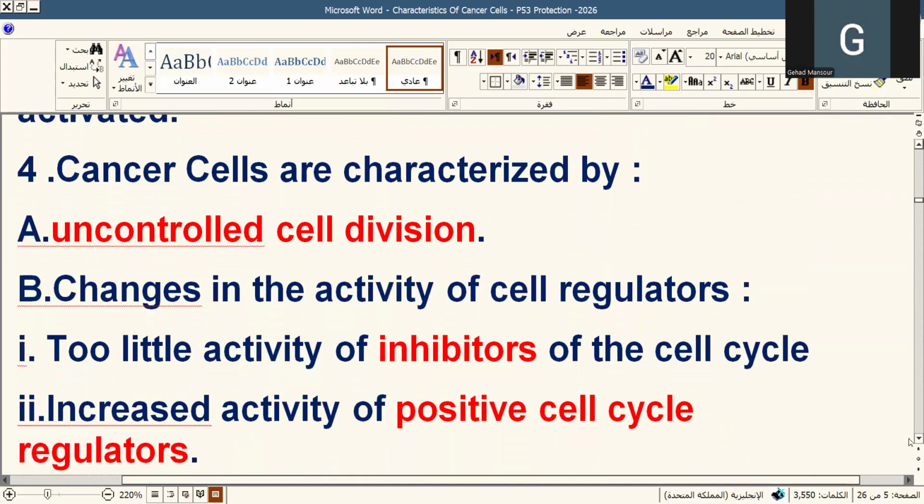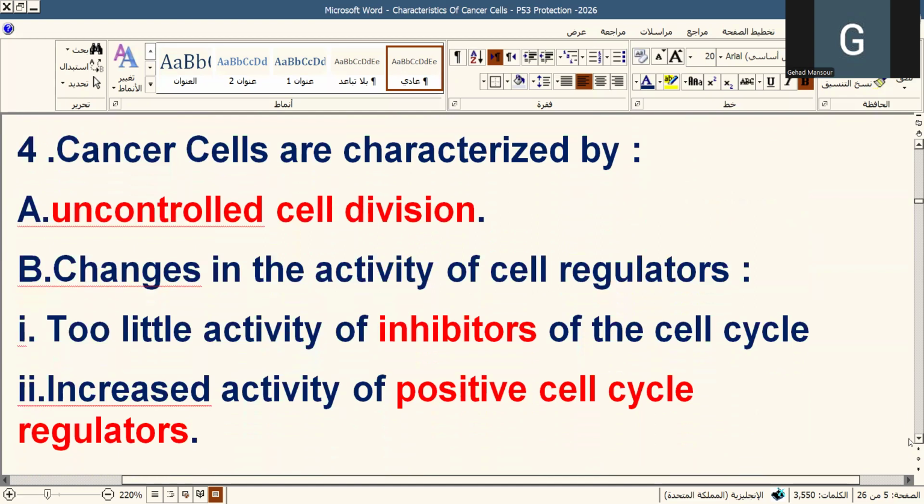Now, cancer cells, as we have said, we are pursuing our discussion of the characteristics of the cancer cells. We began the video by explaining the fundamental knowledge that is necessary to understand the characteristics of cancer cells.